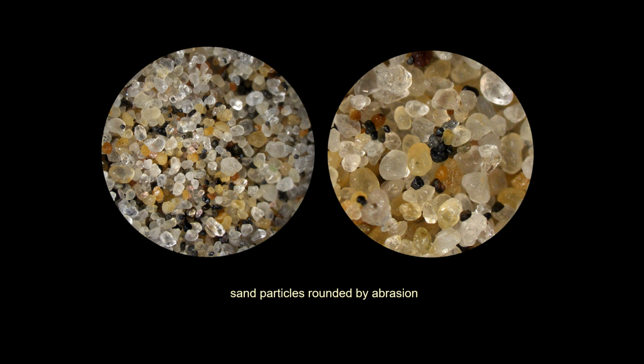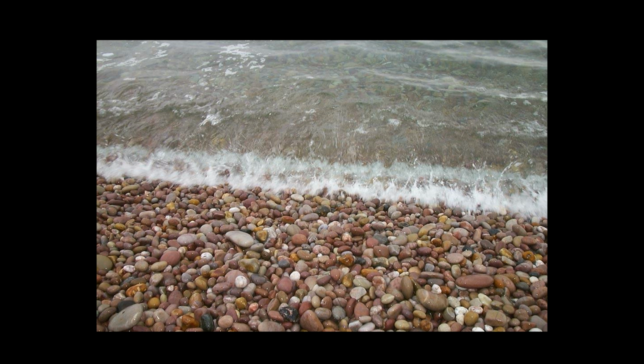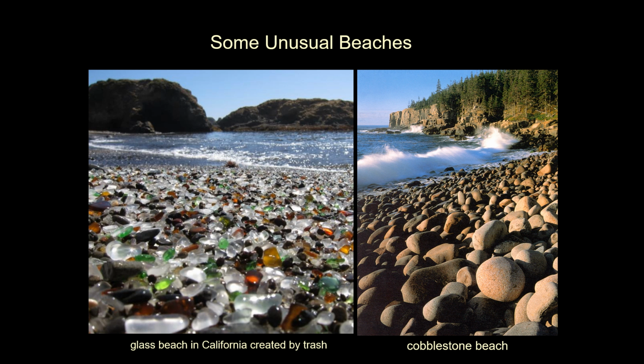And we know that sand particles, if you look at them up close, look a lot like river rock. Those sand particles have been hitting each other over time as they're washed up and washed back down beaches, so the particles are often rounded by this process of abrasion. Not all depositional materials, though, are sand. We find a real variety of different kinds of beaches, like this beach with pebbles, and even this glass beach in California that was created by trash.